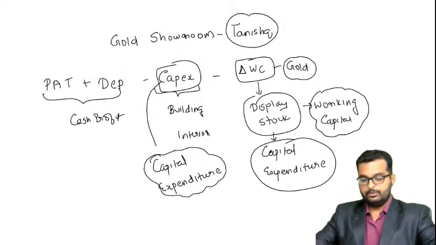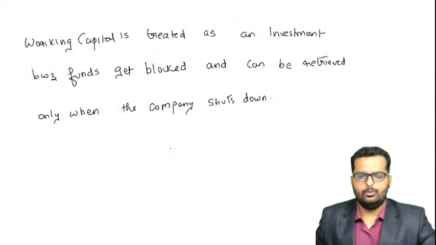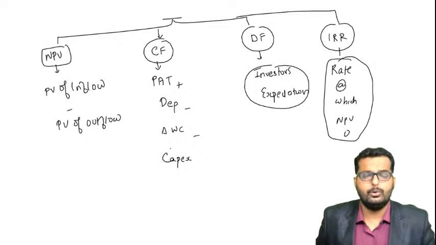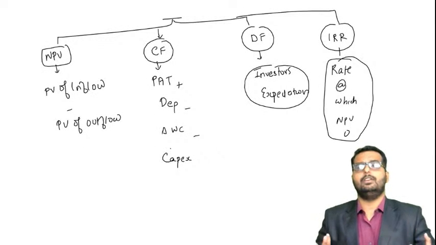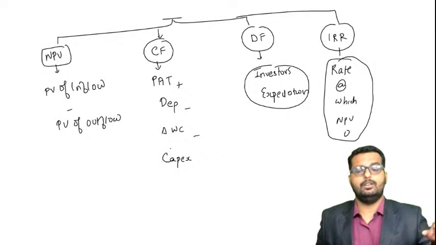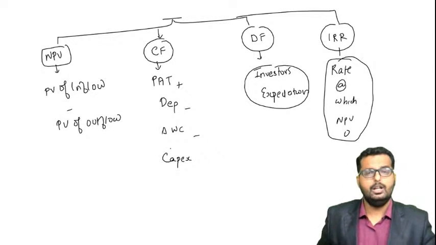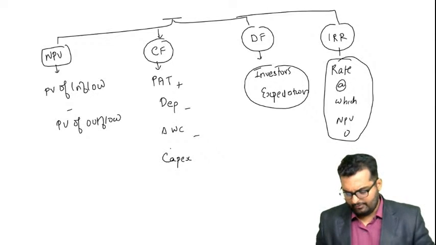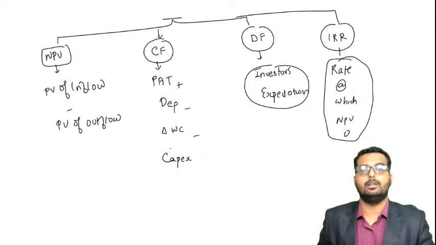Okay, that's perfect. So shall we continue now, friends? Let's just revise what we learned before the break. We learned four things. One, we learned about NPV, that is present value of inflow minus present value of outflow. Here, if NPV is positive, we should accept the project. If NPV is negative, we should reject the project.